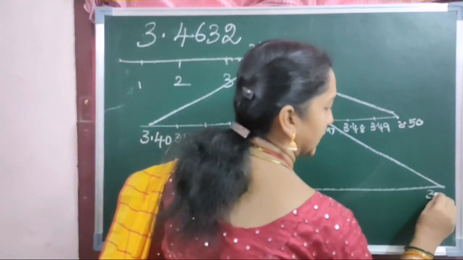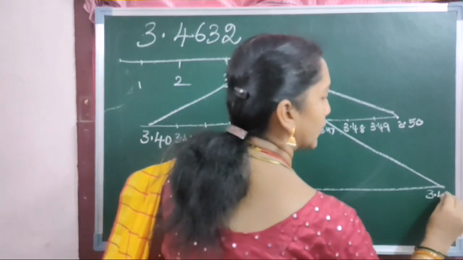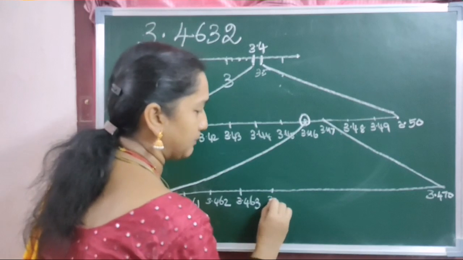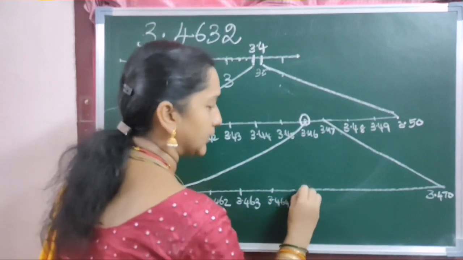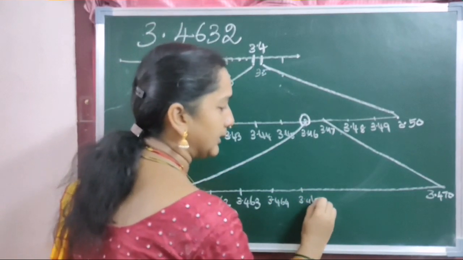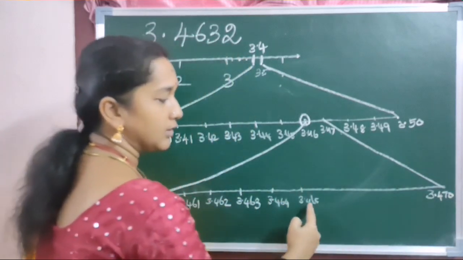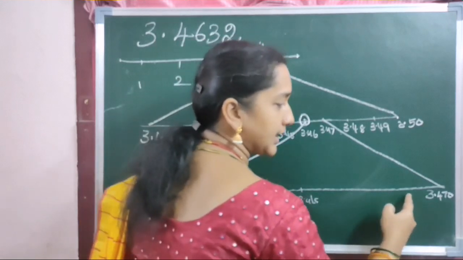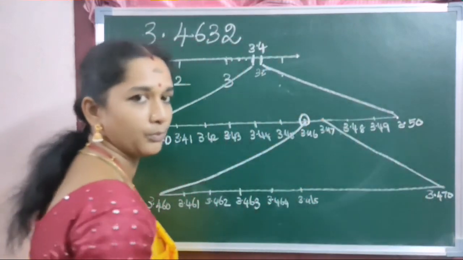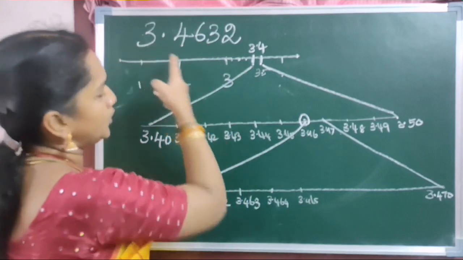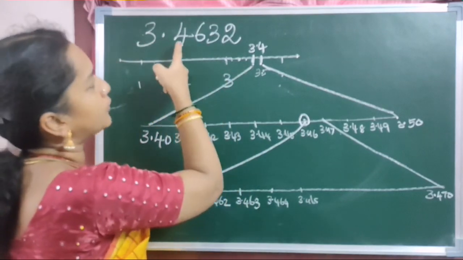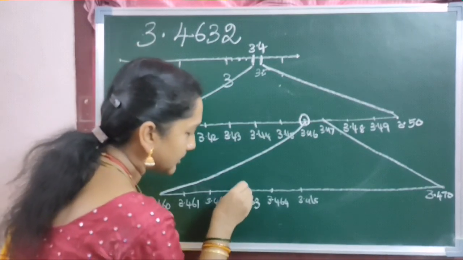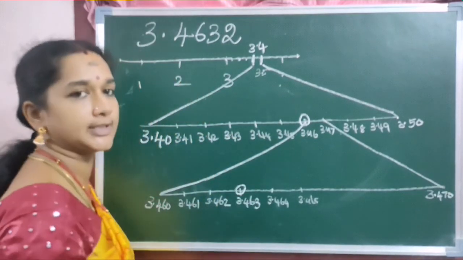And the last point is 3.470. So 3.463, then 3.464, 3.465. Like this it will move: 465, 466, 67, 68, 69, 70. So now this point is 3.463. So this is our 3.463.